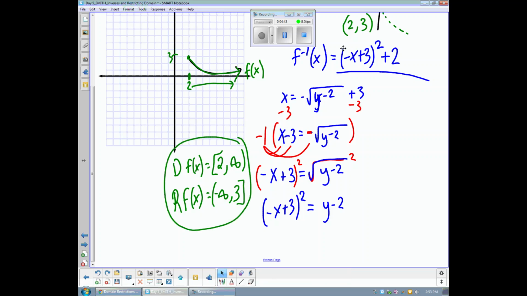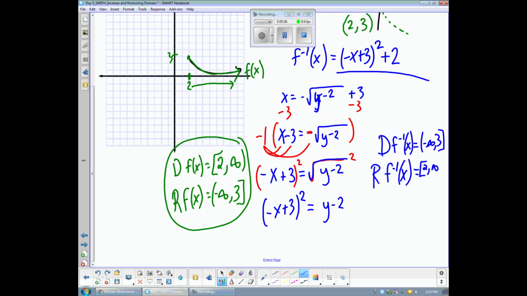Well, we can use that to come up with the domain and range of our inverse. So the domain of our inverse function, look at the range of the original function, should be negative infinity to 3, and the range should be positive 2 to infinity. I hope this helps you complete the next two problems on the right side, or the next three problems.